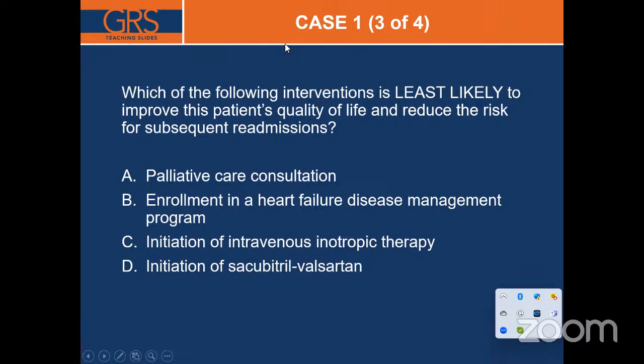Anyone? Anything in the chat, Ima? No, not yet. Okay, we can wait for a while. What is the least likely to improve this patient's condition?